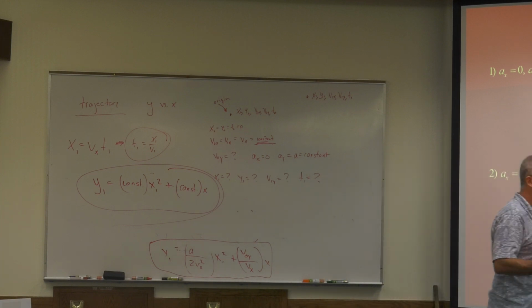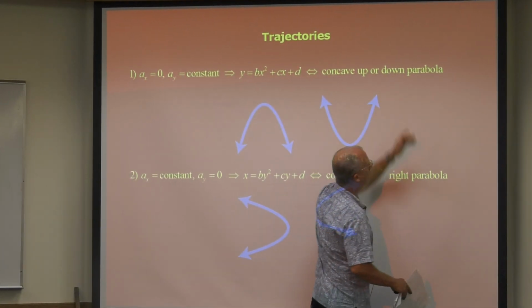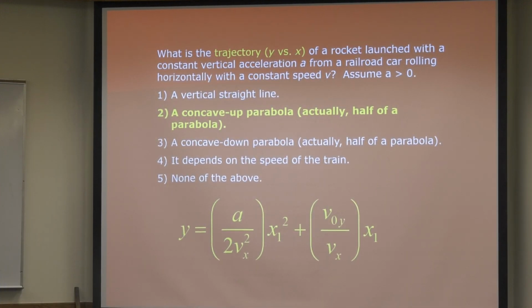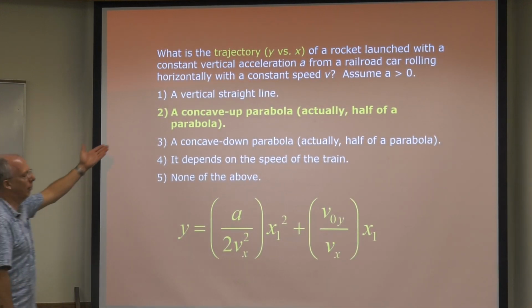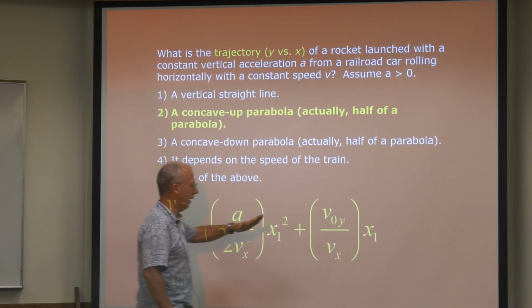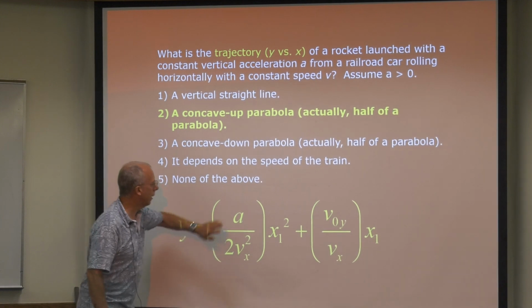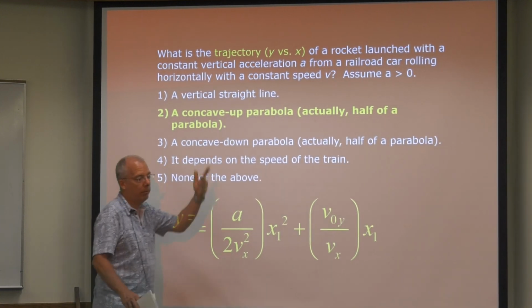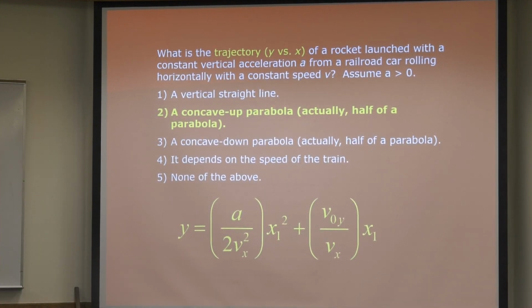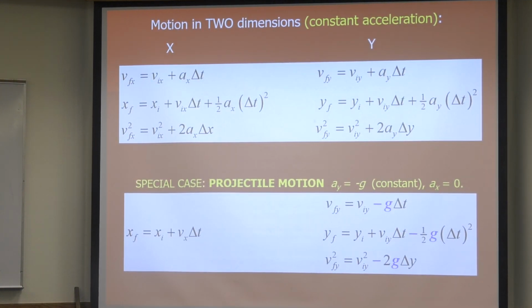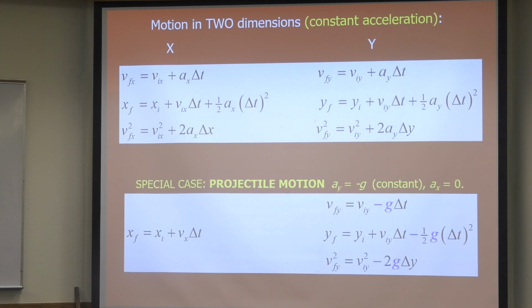So basically, what would it look like? It would look like this. You know, the car's going like this. You shoot the rocket, it would go like this. Okay, that's what it would look like. All right, concave up parabola. Well, that's actually half a parabola, right? It's going to go like this, like I showed you, right? And you just see that from this, right? This is always squared. That's positive, so it's concave up. Simple as that, right?